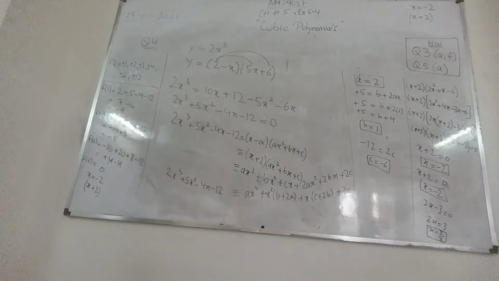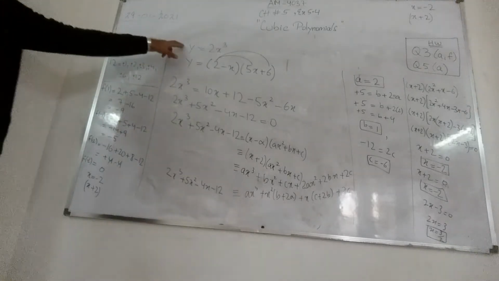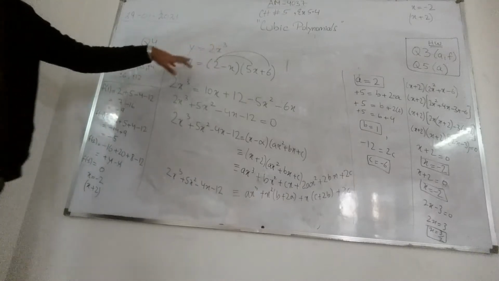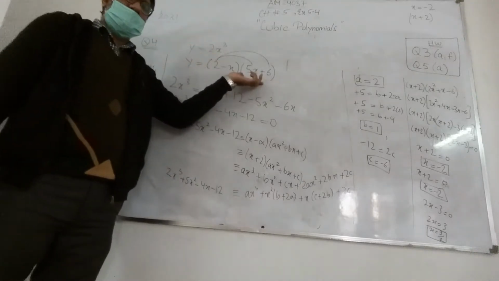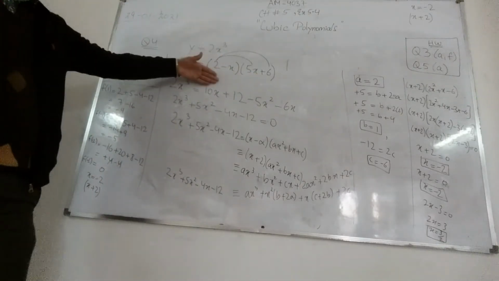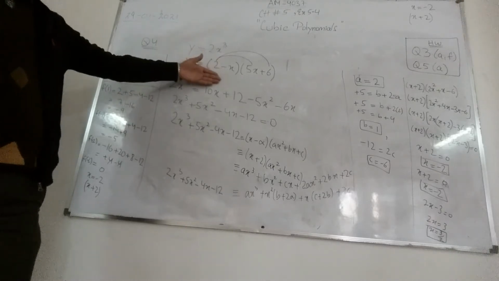So the language is different, but the method is the same. We have two values of y. The first value is 2x cube and the second value is 2 minus x times 5x plus 6. So what we'll do, we will just equate them. The first step is we have to equate them.